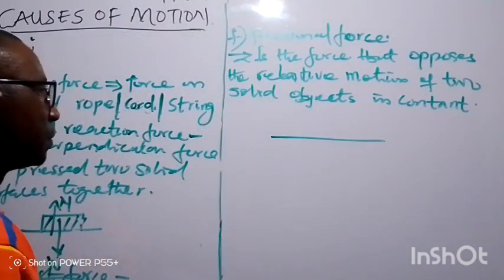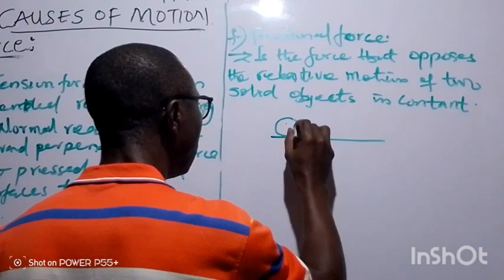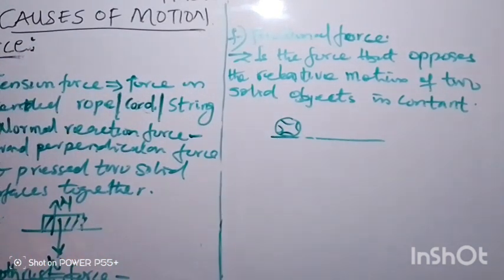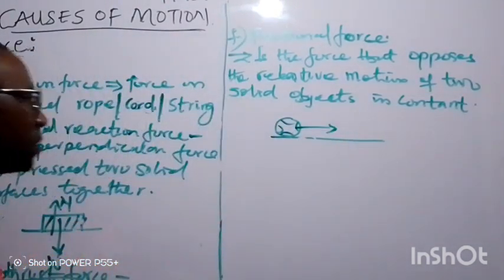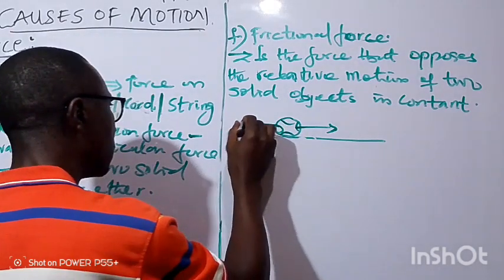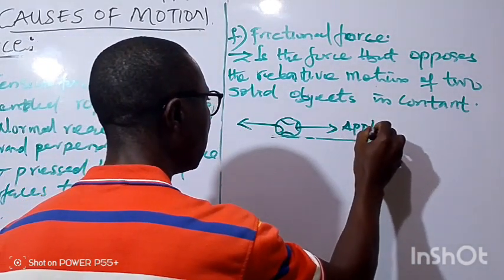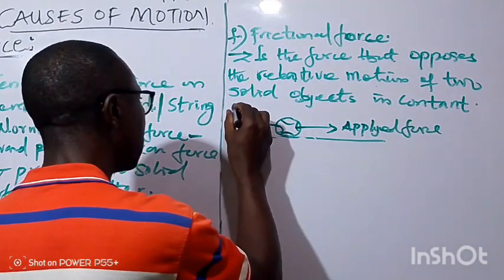For instance, let's say this is the surface of a table. You roll, let's say, a ball on this table. The applied force will act like this. The frictional force will act like this. So this is the applied force. The frictional force will act in the opposite direction.